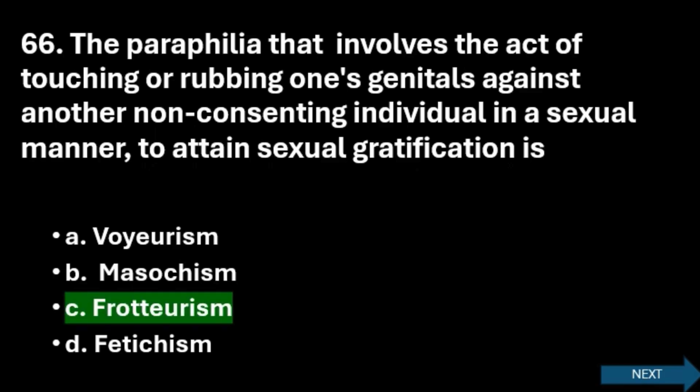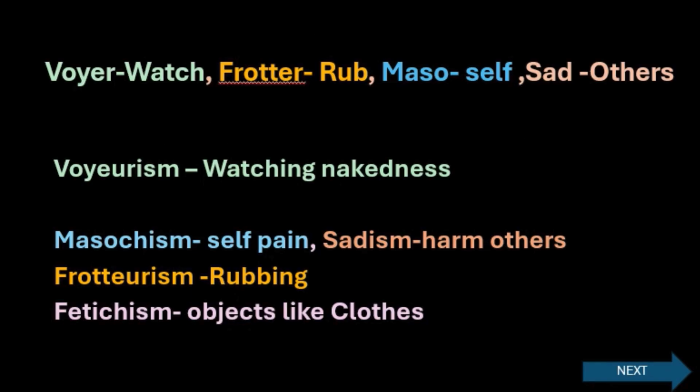Let us see the memory tip here. Voyeur watch, frotteur rub, masochist and others. Voyeurism is getting pleasure by watching nakedness. Masochism is getting pleasure from self-pain. On the other hand, sadism is getting pleasure by harming others, harming the partner. Frotteurism is the act of rubbing and getting sexual pleasure. Fetishism is getting pleasure from inanimate objects like clothes or some articles.